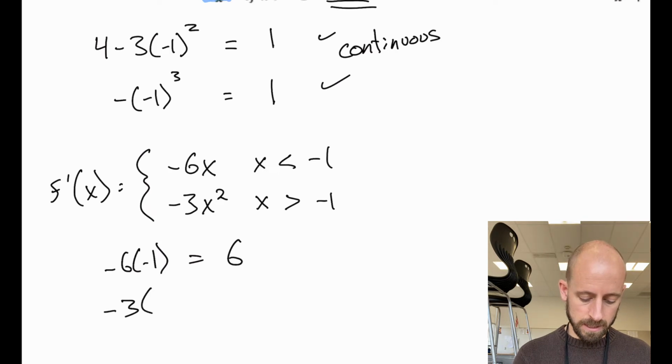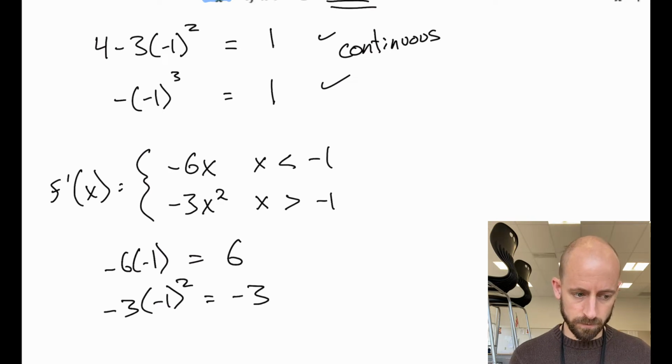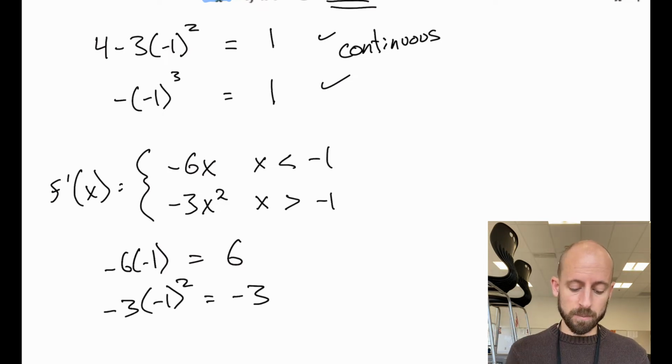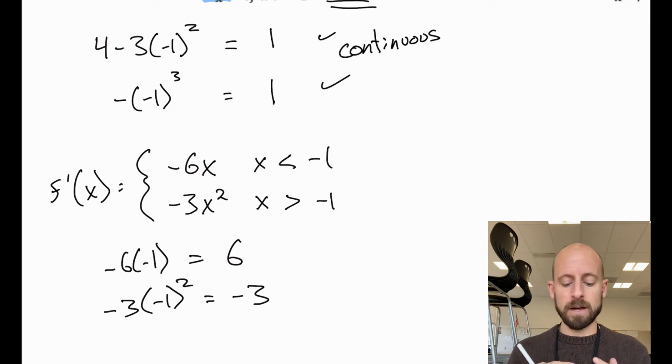If I plug in -1 for the bottom piece, I get -1 squared is 1 times -3 is -3. That ain't good. That's telling me that the slope at -1 for the top piece is 6. So I've gotten to 6. But the slope on the other piece is going to -3, right? So my slopes are adjusting really rapidly at that handoff of -1, and that's not good. That means there's some sort of corner in the graph somewhere.